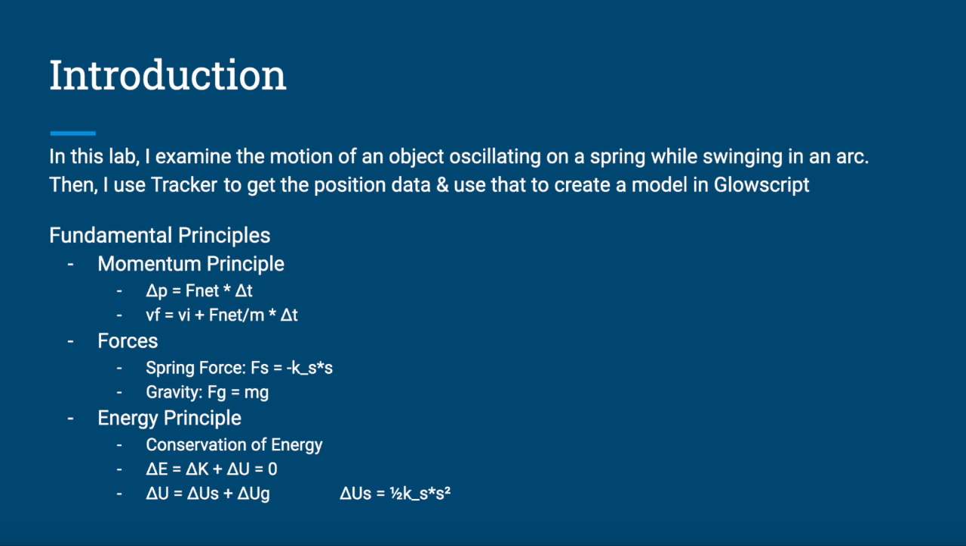And then we use the energy principle and the conservation of energy, which states that delta E is equal to 0. And in this lab, the forms of energy we had were kinetic energy and potential energy. And for potential energy, we had spring energy as well as gravitational potential energy.